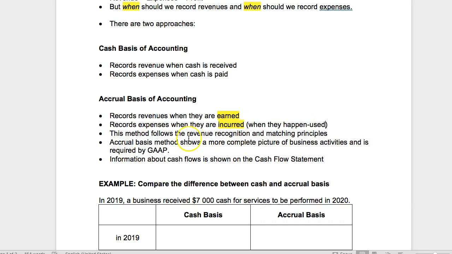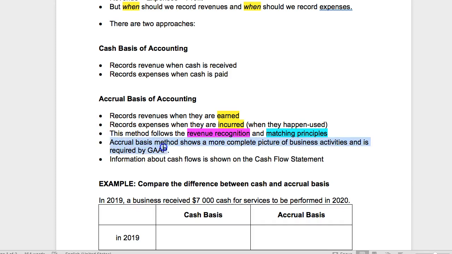So this method follows the principles that we talked about in week 1. So the revenue recognition principle says that a business should record revenue when it is earned. And the matching principle relates to recording expenses. And this principle says that expenses should be recorded when they are used to generate revenue. Why? Because what you want to do is match the revenue you earned from your customer. You want to match the cost to get that revenue.